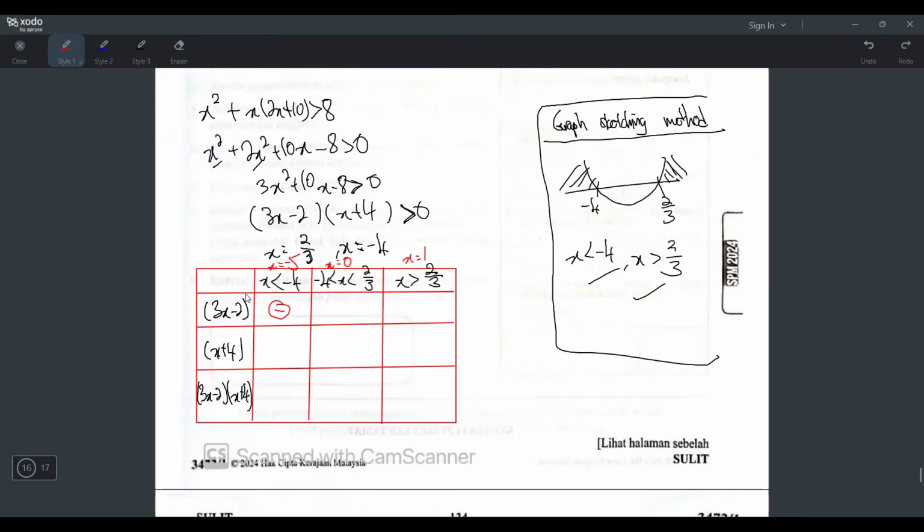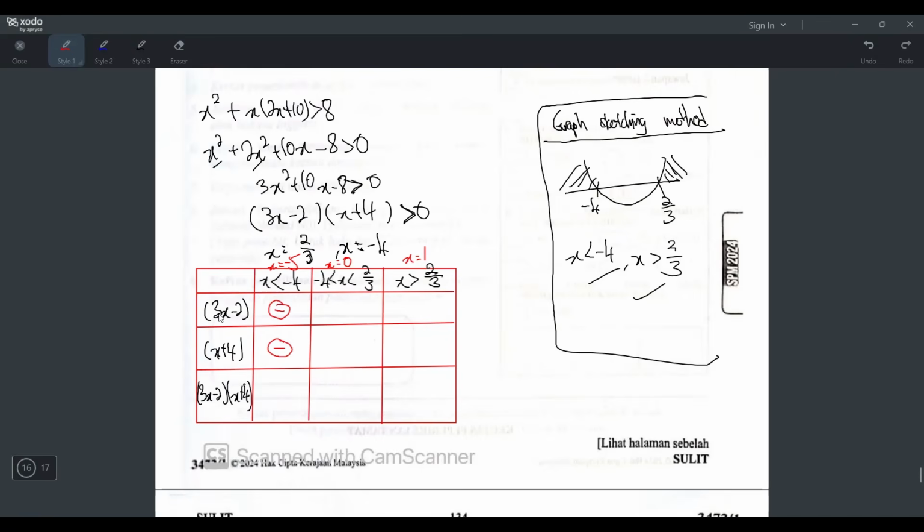But we don't really care about the value. We don't really care about the 17. We only care about whether it's positive or negative, right? So we don't care about the value. Okay, what if I sub the negative 5 inside here? Negative 5 plus 4 is negative 1, right? So we don't care about the 1. We only care about positive or negative. So it's negative, right? Okay, what about this?